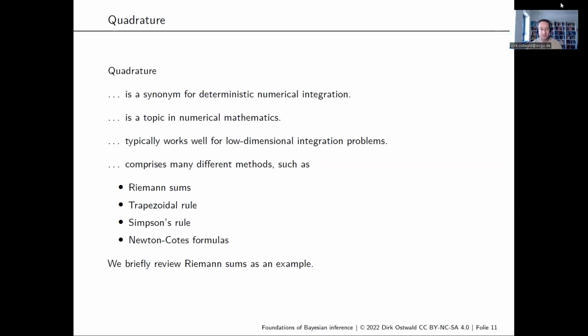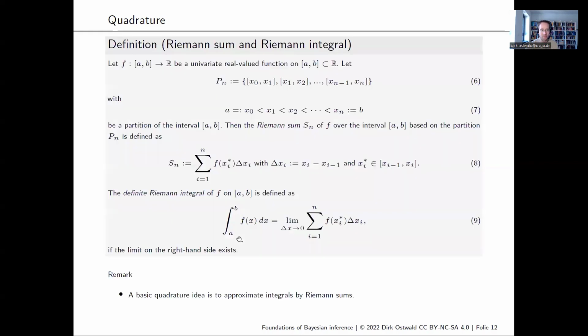It works well if you have univariate functions, then it usually works best. And it already has many different flavors, different forms of quadrature, and here some are listed. If you use numerical integration in your favorite work environment, I guess it will usually implement something more fancy than Riemann sums, but we will look at Riemann sums as an example.